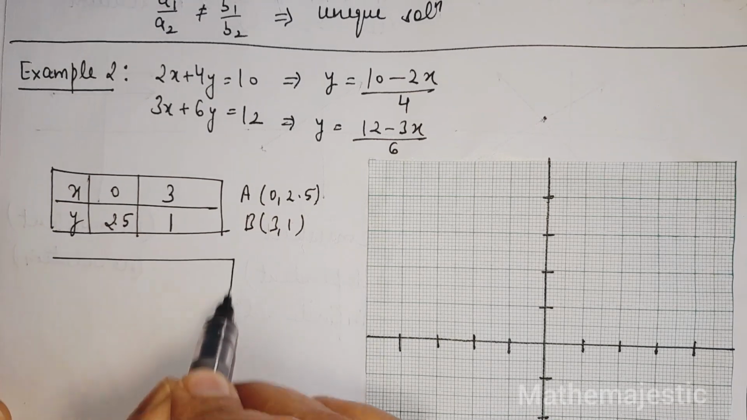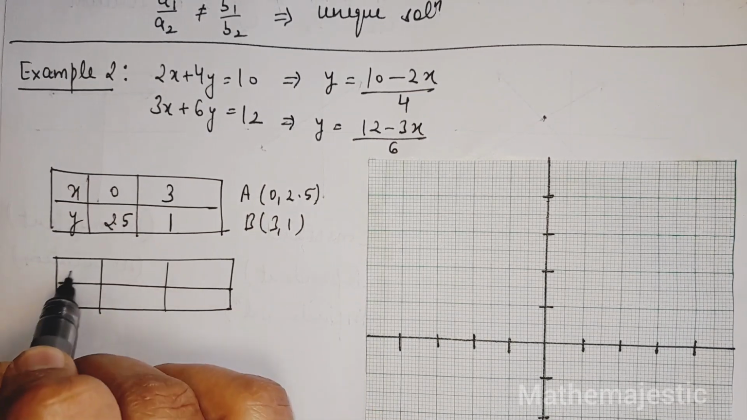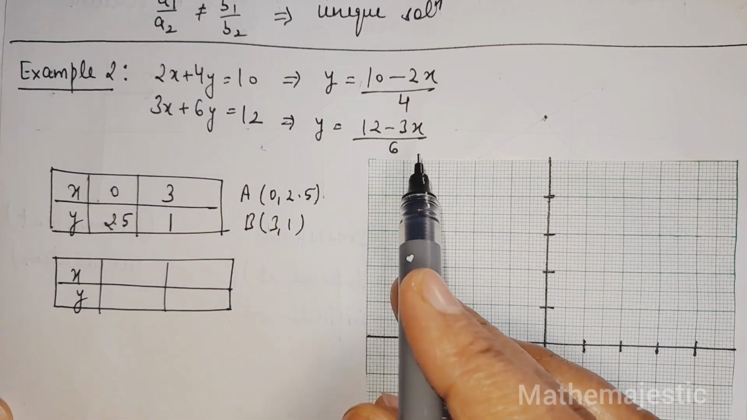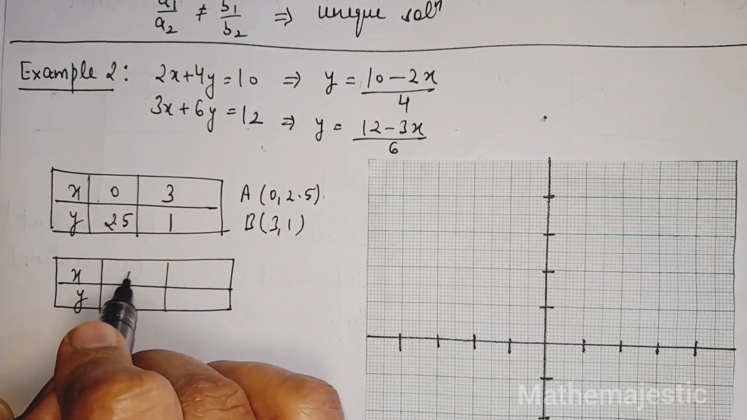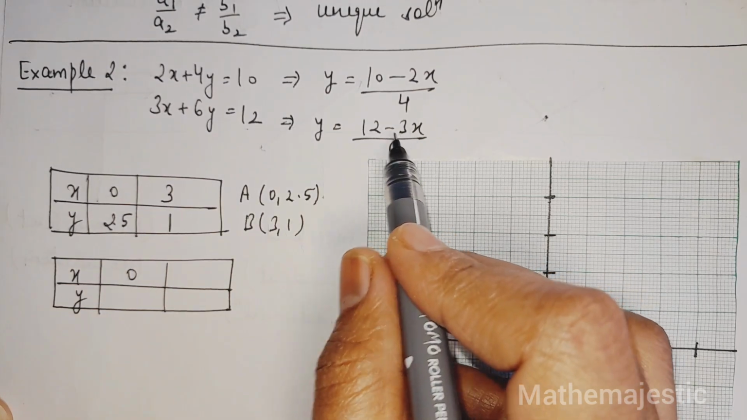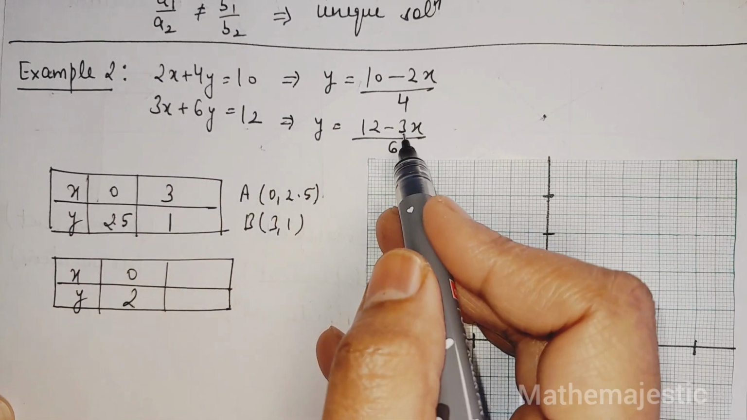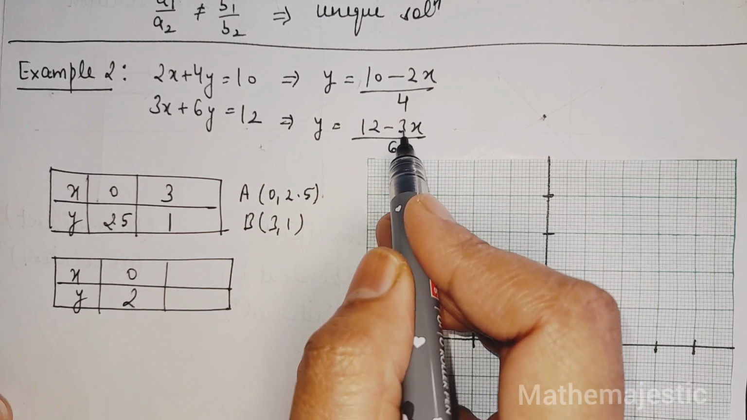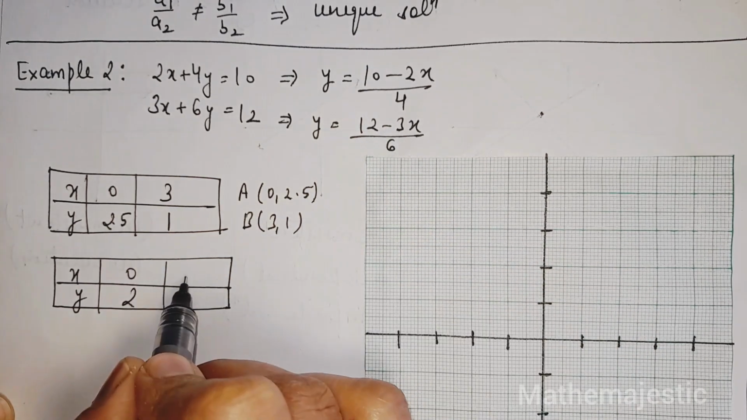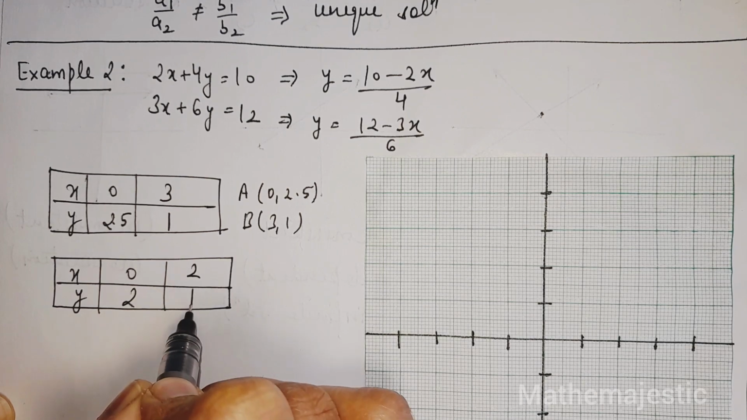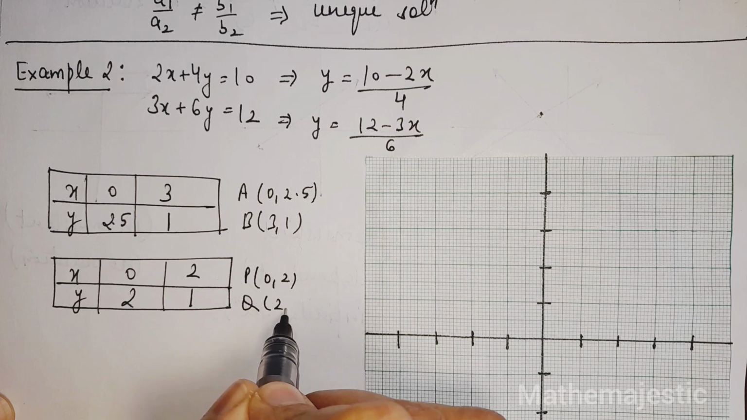Now similarly we will do the same with the second equation. If x is 0, 3 into 0 is 0, 12 by 6 will be 2. And if x is 2, 3 twos are 6, 12 minus 6 will be 6, 6 by 6 will be 1. So suppose point P is 0, 2 and point Q is 2, 1.